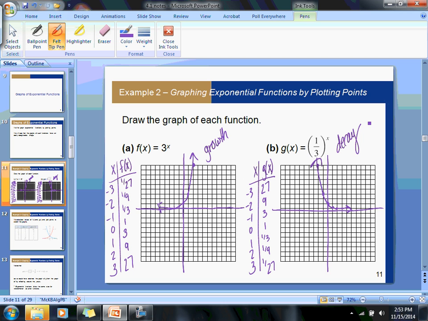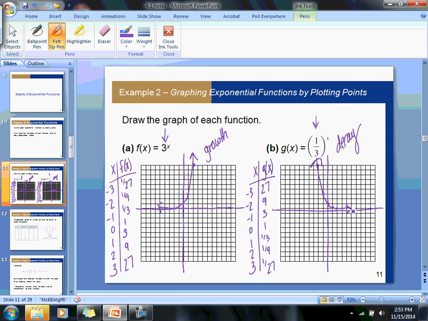And the way that you can look at a function and tell if it's growth or decay is to look at the base. If your base is a whole number, you've got growth. If your base is some sort of fraction or decimal between 0 and 1, then it's going to be decay. So basically, if your base is greater than 1, it's going to be growth. If your base is between 0 and 1, then it's going to be decay.